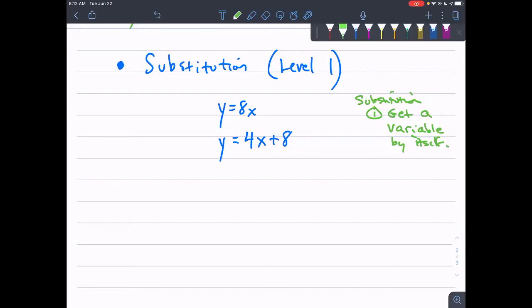So what we're going to do is take what it's equal to. Let's say we knew y was equal to 5. Just hypothetically, if we knew y was equal to 5, then we could just change this y, insert a 5, and then we could solve for x. We'd move 8 to the other side, we'd divide by 4. But we don't know that y is equal to 5, so we can't do that.